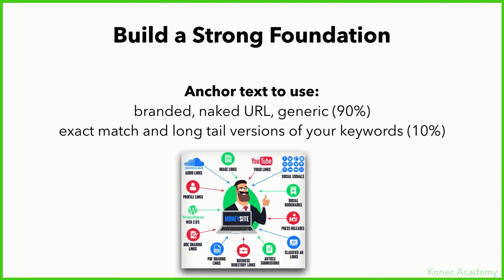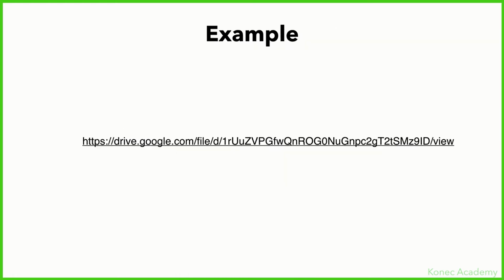This is so, again, you don't reach your quota of exact match and long tail versions of your keyword, because you only want to use them on the more powerful links. And the reason for these percentages is explained in the previous video. So if you want to refresh your memory, you can go there and learn why these percentages are how I'm explaining them here. But I want to go over an example to show you what these foundation links actually look like.